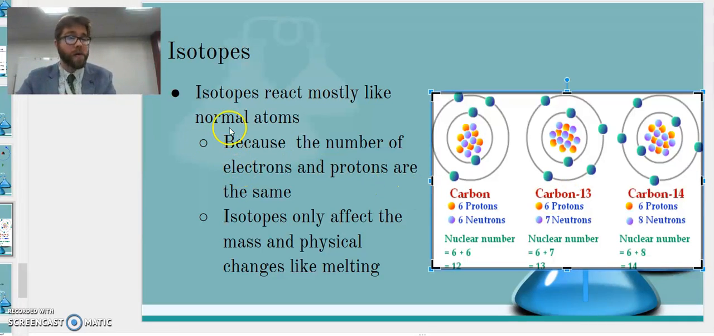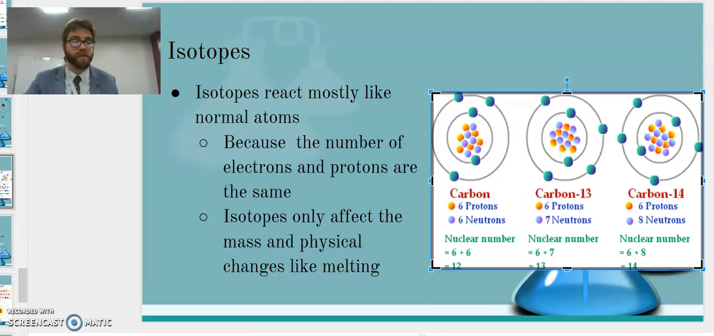So, on the whole, isotopes react like normal atoms. It's because the electrons and protons are the same. The only thing isotopes affect is the physical changes that the atom goes through. That means isotopes are going to have higher melting points. Isotopes are going to have lower freezing points. That's all going to be different.